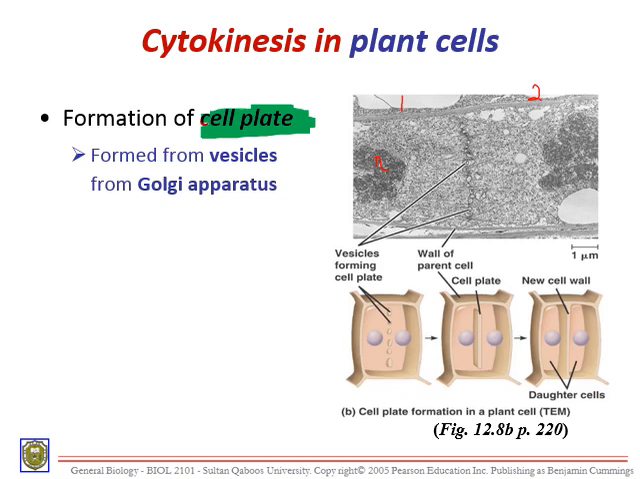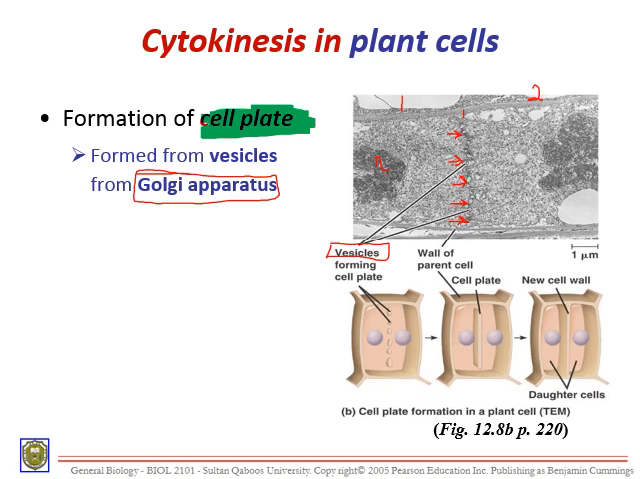And you can see over here that we have vesicles that are migrating to the center between the two cells that are going to form. So we have vesicles. You can notice here these white circles. These are vesicles. Okay, now from where do we get these vesicles? These vesicles are formed from the Golgi apparatus. Remember the Golgi apparatus?